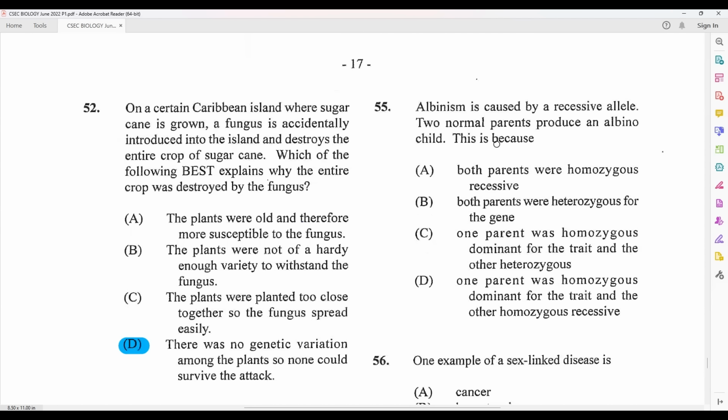55. Albinism is caused by a recessive allele. 2 normal parents produce an albino child. So if they are normal, that means they have a dominant gene and a recessive gene, which would make them heterozygous. This is because both parents are heterozygous for the gene.